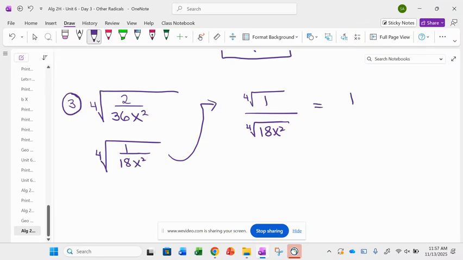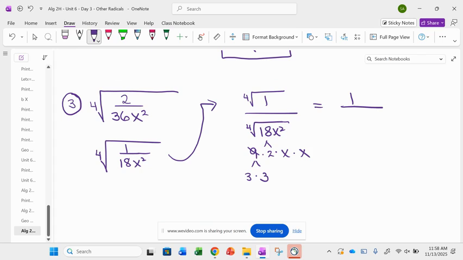Now we're looking at this fourth root of 18x squared. I want to break this down because I want to make it as small as possible. So when we have 18x squared, we have 9 and 2, and then x times x. Oh, sorry, 9 becomes 3 and 3. There we go.